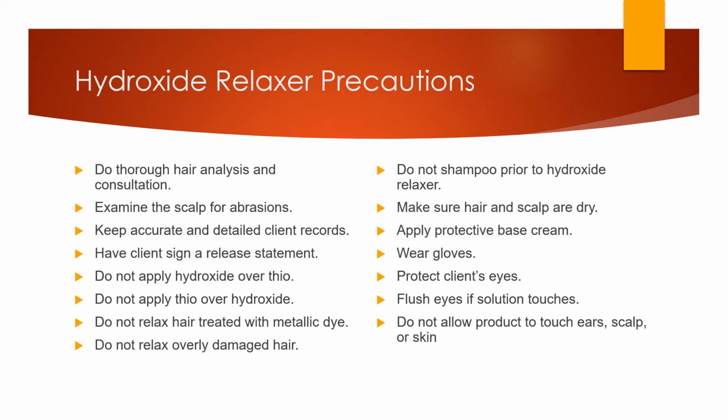Do not apply a hydroxide relaxer on hair that has been previously treated with a thio relaxer. Do not apply a thio relaxer or soft curl perm on hair that has been previously treated with a hydroxide relaxer. Do not chemically relax hair that has been treated with a metallic dye. Do not relax overly damaged hair. Suggest instead a series of reconstruction treatments.